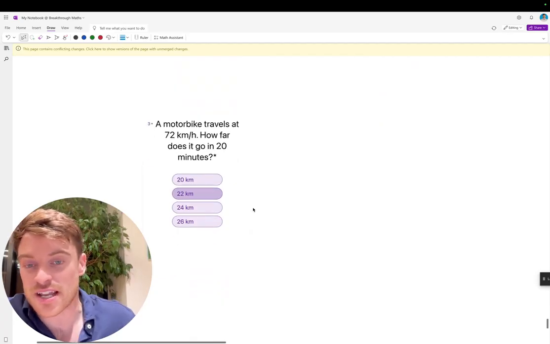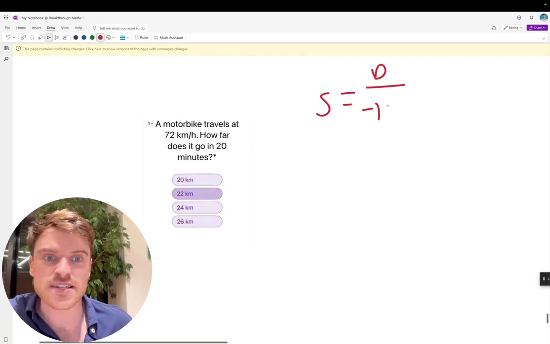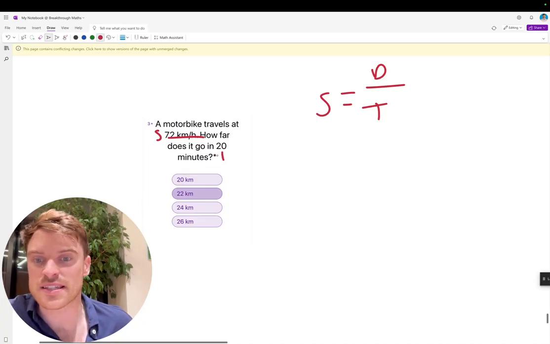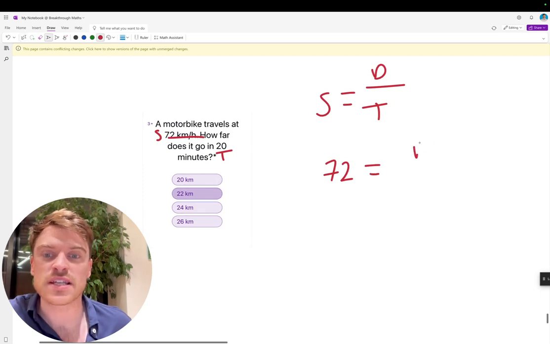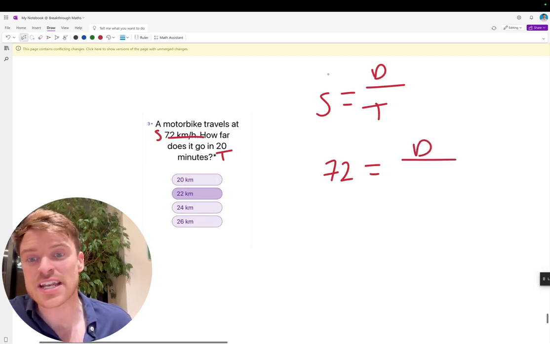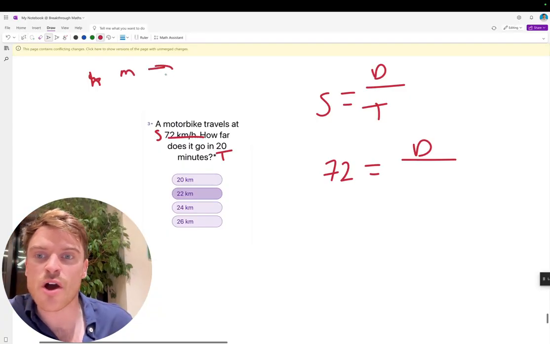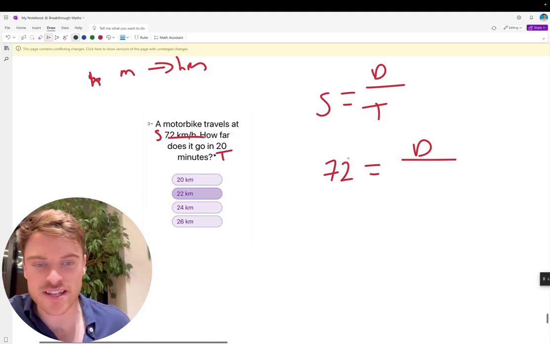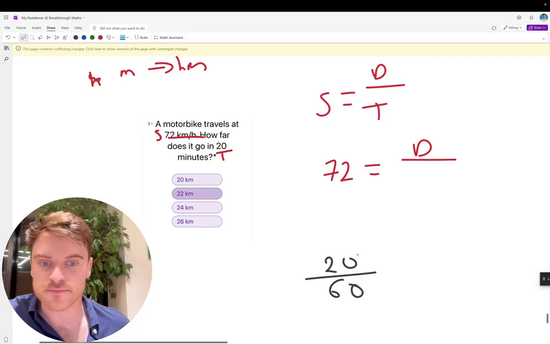A motorbike travels, again, you're drawing out speed is equal to distance over time every single time without fail. A motorbike travels 72 kilometers per hour, that's your speed. How far does it go in 20 minutes? That's your time. So 72 is equal to distance over 20 minutes. And again, that's an hour, so you've got to bring minutes to hours. What's 20 minutes in the hour? 20 over 60.